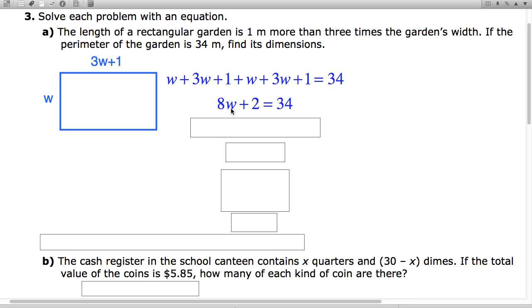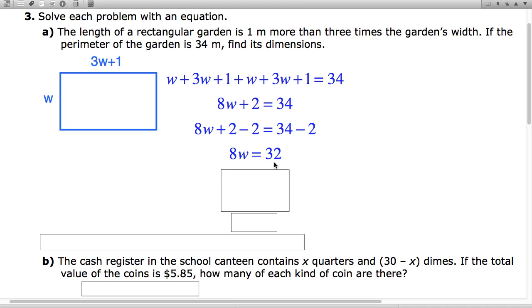Now we've got an 8w, a variable term on the left. There's no variable term on the right, so we've got a constant term on the right. Let's take the other constant term and move that to the right. So subtracting 2 from both sides, we end up with 8w equals 32. Last thing we need to do here is divide both sides by the coefficient of the variable, which is 8, and that gives us w equals 4.